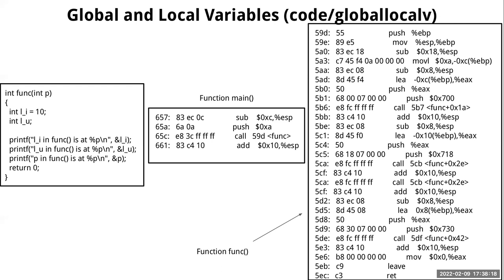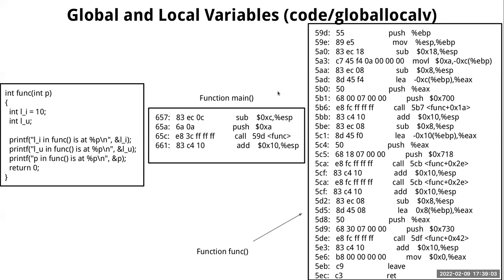Okay, next we are going to look at a real program. I have an animation here. So this is a program we just saw, right? A simple program. This is the func source code. This is the main function, the disassembly code. And this is the disassembly of the function func, okay? So in the main function, there is a call instruction. This call instruction will call into the func function.